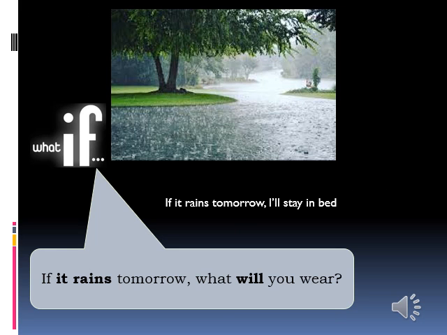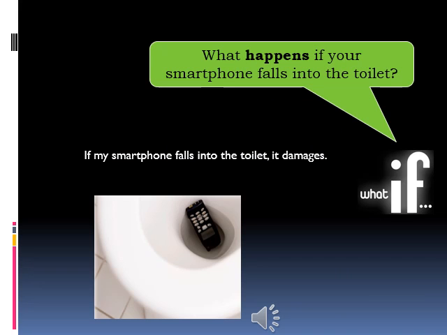Well guys, we have here another example with the first conditional. If it rains tomorrow, what will you wear? If it rains tomorrow, I'll stay in bed. And this is another example for the zero conditional. What happens if your smartphone falls into the toilet? If my smartphone falls into the toilet, it gets damaged.